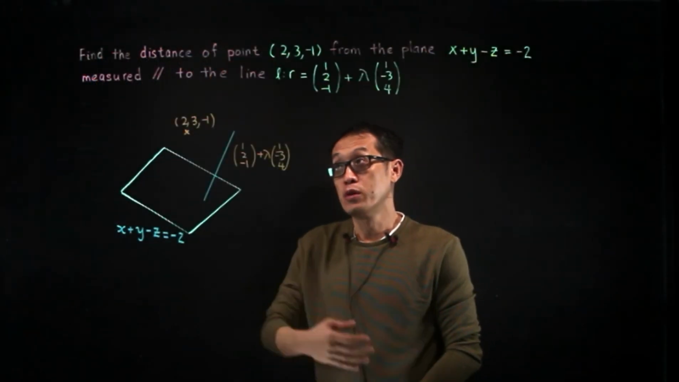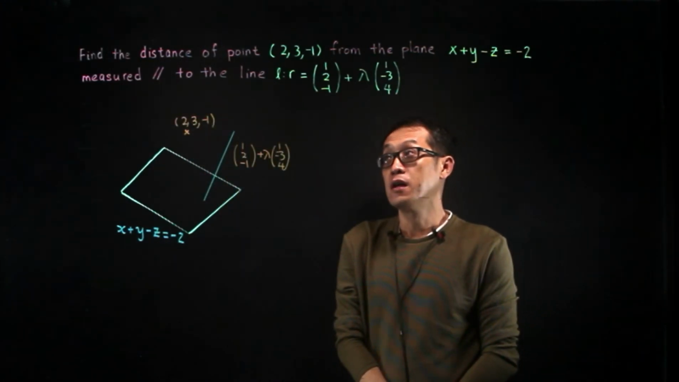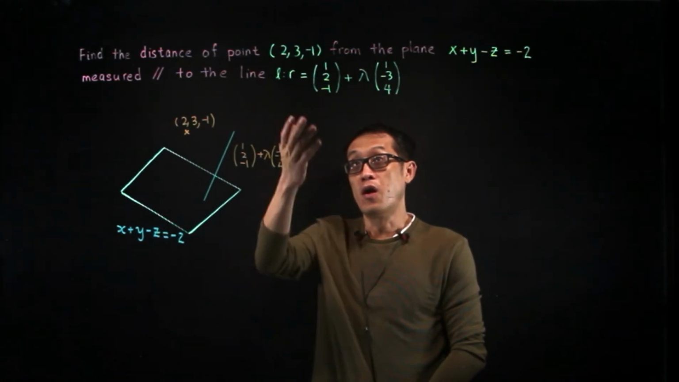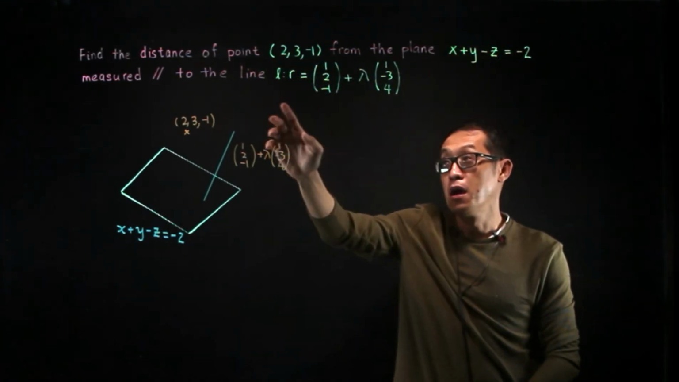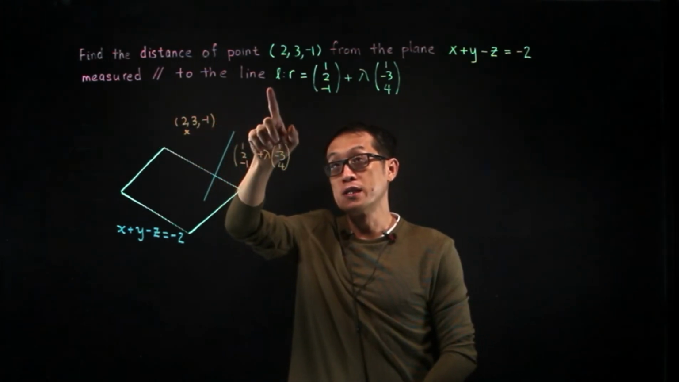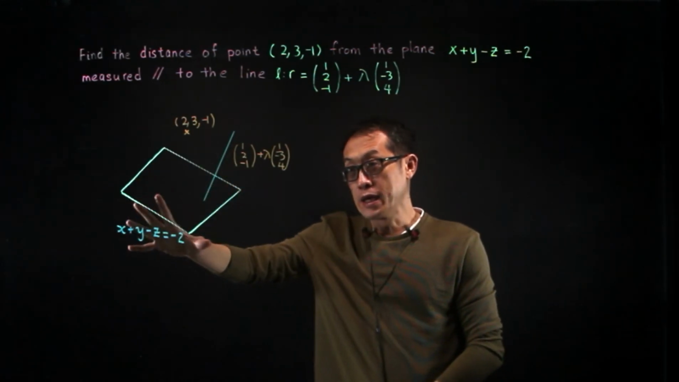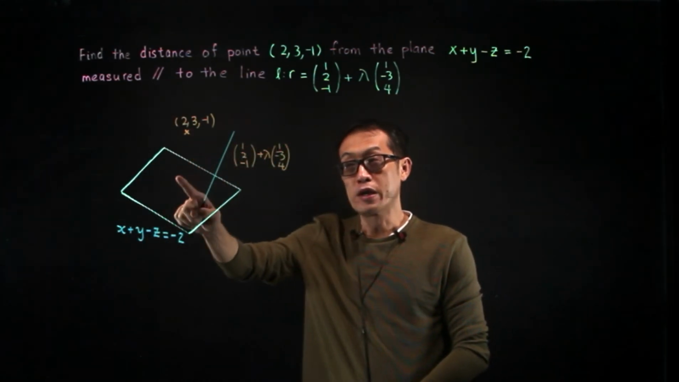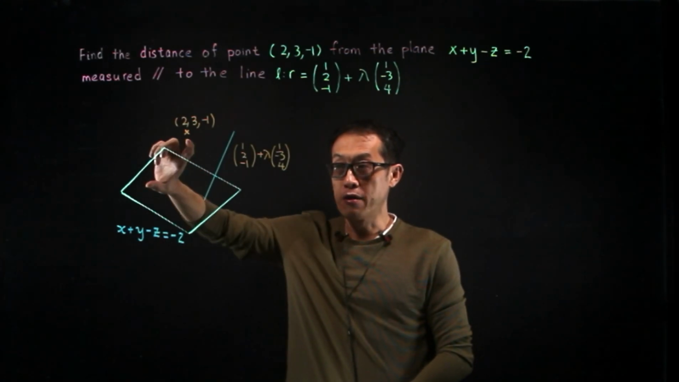The next lesson we will be working out this particular question. Find the distance of this particular point from this given plane measured parallel to this line. Now, this is the plane and this is the line. We are not looking for the perpendicular distance, but we are looking for the distance that is parallel to this line.